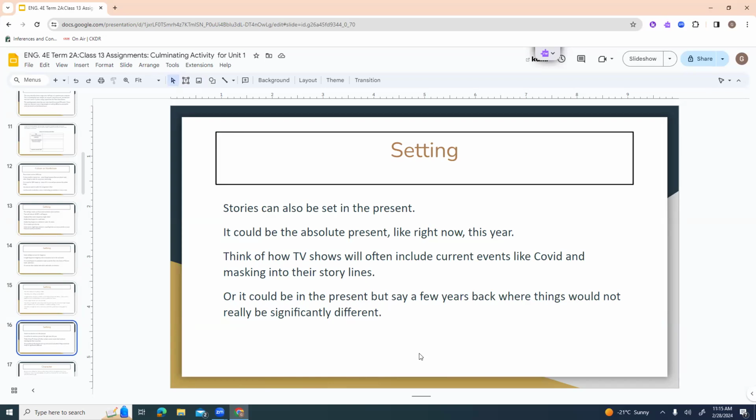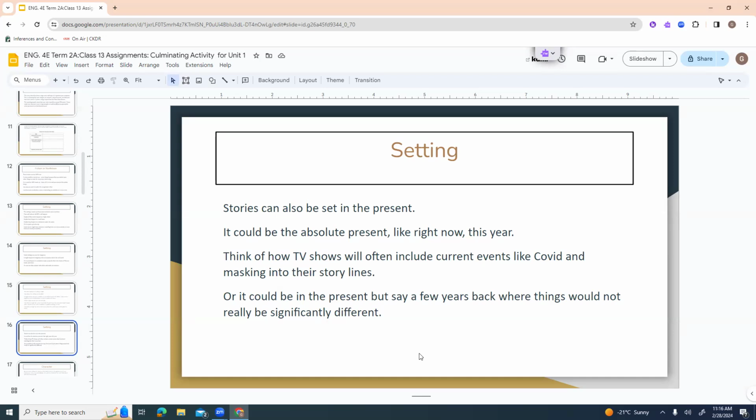Stories can also be set in the present. It could be like the absolute present, like right now, this year. You'll see that in TV shows sometimes, like when COVID happened, a lot of TV shows that were set in the present automatically started having their characters wearing masks because that was what was happening in the real world. Where with like a historical show like Game of Thrones, what's happening in the real world wouldn't have any effect on their story.